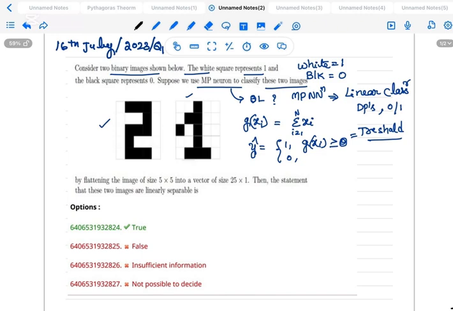In this question, the input is two images of size 5 cross 5. The 5 cross 5 image is flattened into a vector. Vector means it is one dimensional, always one dimension. So it is flattened into 25 cross 1. That is, images have pixels.